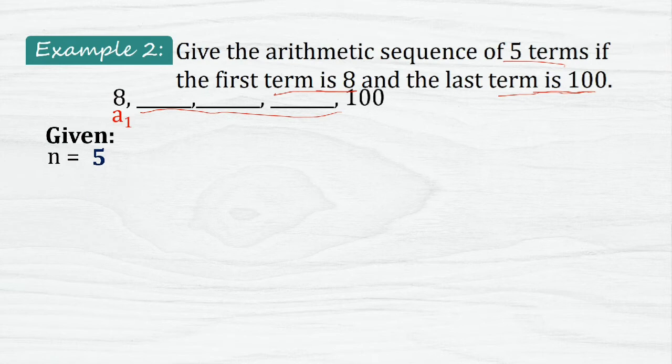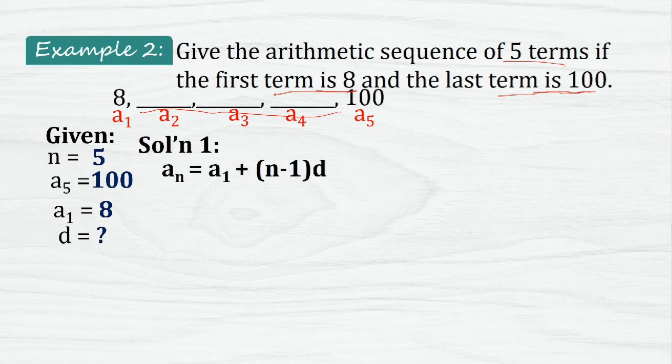And then, that's the first term, 8. Second term, our first arithmetic mean. A sub 3, the second arithmetic mean. Then, A sub 4, that's our third arithmetic mean. And our last term, A sub 5, is 100. So, A sub 5 is 100. And again, to insert arithmetic means, we have to solve for the common difference first. So, here, the first term is 8. Then, solve for the common difference. We will use the last term, A sub 5, for A sub n. So, A sub 5 equals, first term is 8, plus n, which is 5, minus 1 times d.